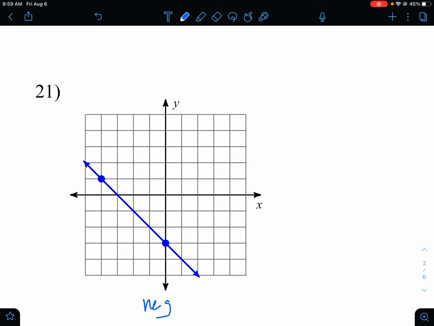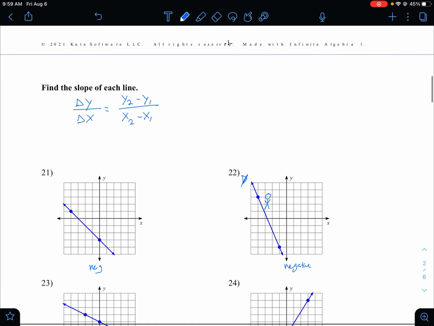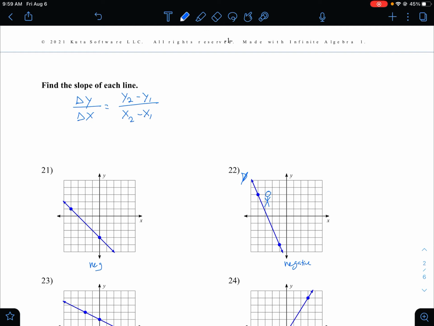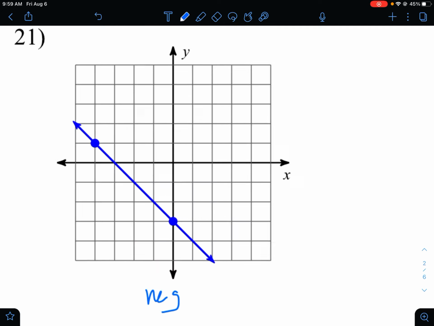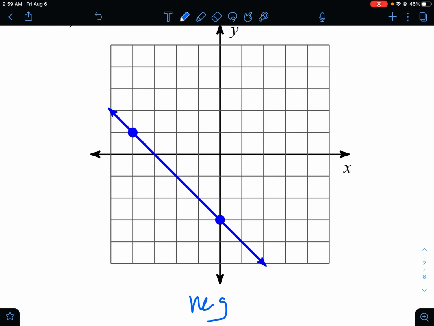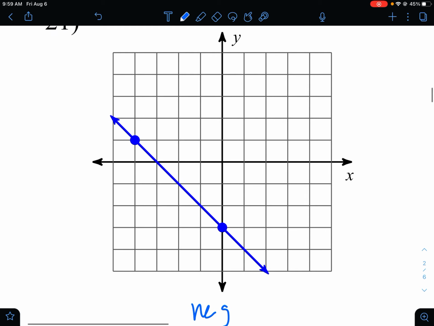All right, so let's go ahead and check this out here. So we're going to do 21 in 2 different ways. First, we're going to do the change in y over change in x just by looking at the graph, and then we'll go ahead and actually do it using the formula. So we'll go ahead. It doesn't matter where you start, okay? So let's say I start, I'll change my color here. Let's say I start on this dot, okay?